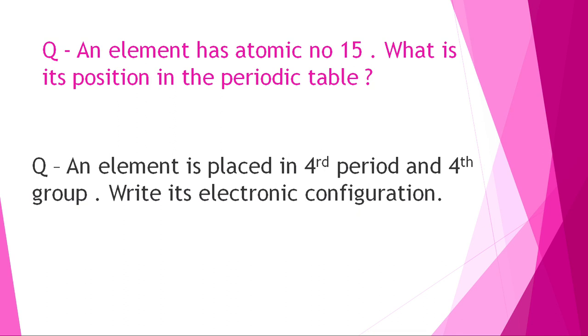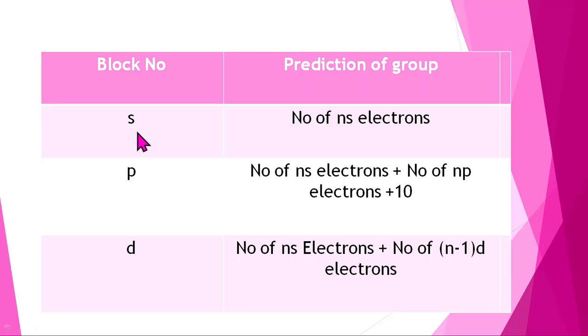Ma'am, can you find the atomic number of an element from its position and vice versa? Just now I told you. Again, this is the thing: the block and the group. If the block is S, then the outermost electrons in the s subshell will be the group number, and the outermost shell number will be the period number. Similarly, for the P block, the number of electrons in the s subshell plus the number of electrons in the p subshell plus 10 will be the group number, and the outermost shell number will be the period number, and so on we can discuss.